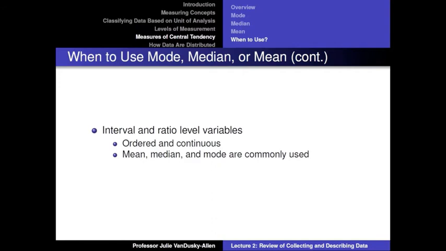Next, recall that interval and ratio level variables are ordered and continuous. Hence, we could either use the mean, median, or mode to describe the typical value of these variables.